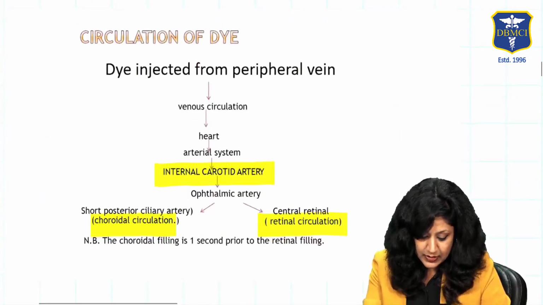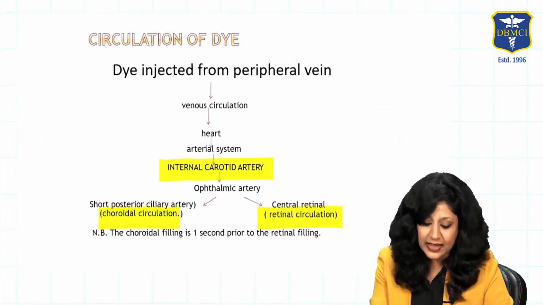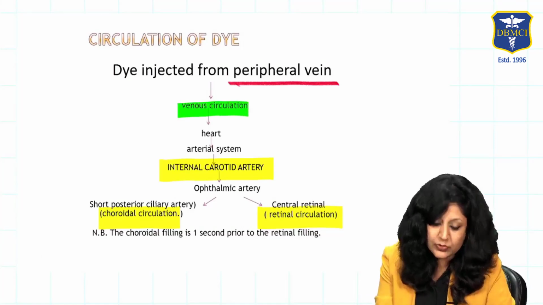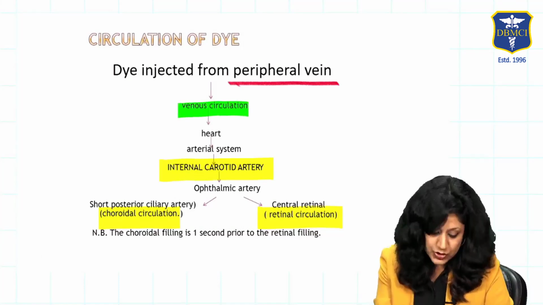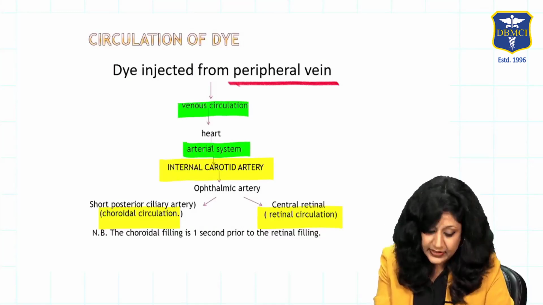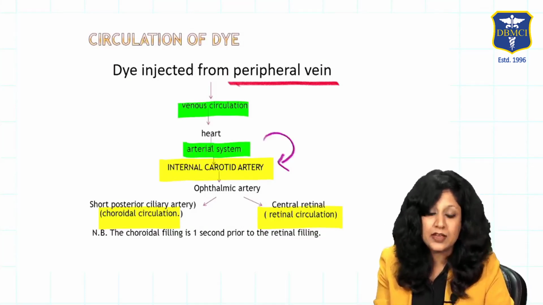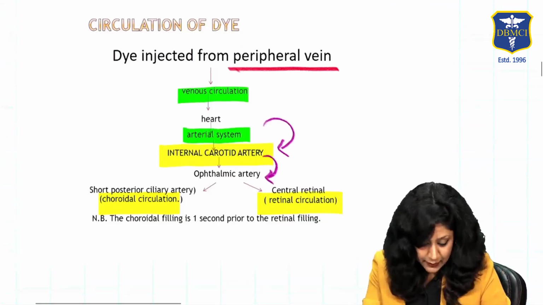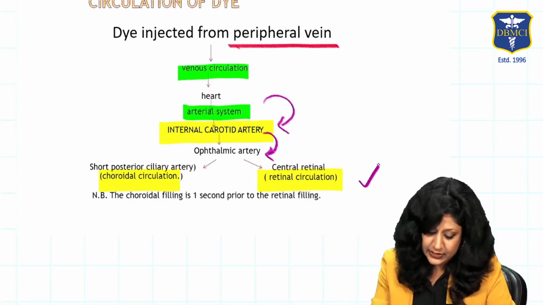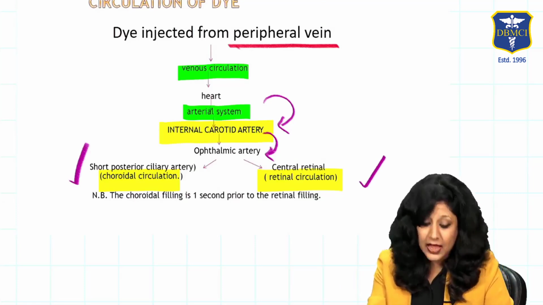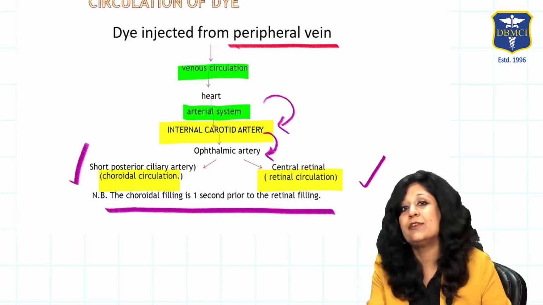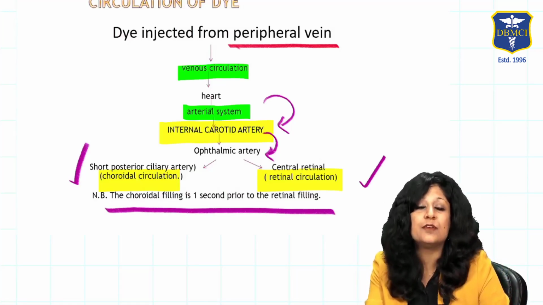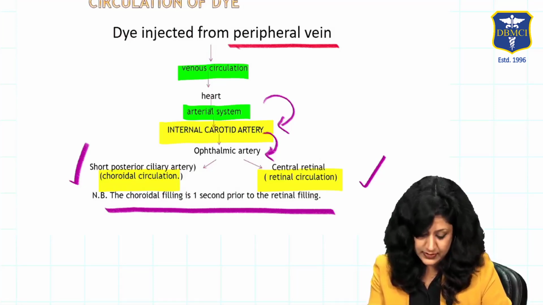Let me show you. When you are injecting the dye from this peripheral vein, from the antecubital vein, it is first going into the venous circulation. From this venous circulation, it is going into the arterial system. Which artery? It is going into the internal carotid artery, which gives the ophthalmic artery. From there, it is going into both the retinal circulation as well as the choroidal circulation. Now, choroidal filling is 1 second prior to the retinal filling. So first it is going to the choroid, then you have to wait and then it is going to the retina. That is why you are taking the photographs in phases or intervals.